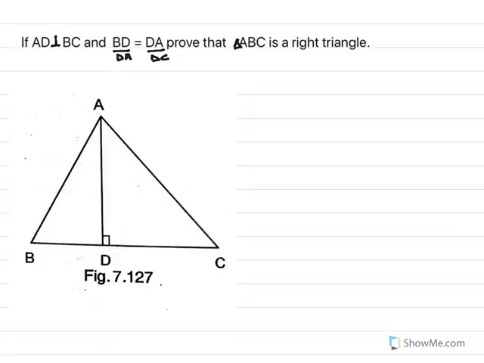AD is perpendicular to BC. BD over DA equal to DA over DC. Prove that ABC is a right triangle.